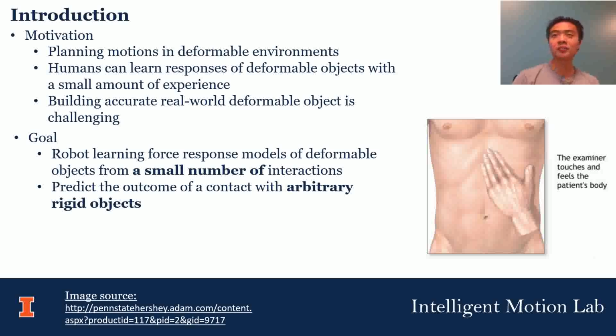If a human touches a piece of chicken leg a few times, this person can take this experience and guess quite well how it feels to touch a piece of steak. At the same time, doctors can diagnose a variety of diseases just by palpating and feeling the anomalies. In this paper, we take preliminary steps toward equipping robots with similar capabilities, where deformable objects are modeled from a small number of interactions, and the robot can then predict the outcome of contacting arbitrary rigid objects.